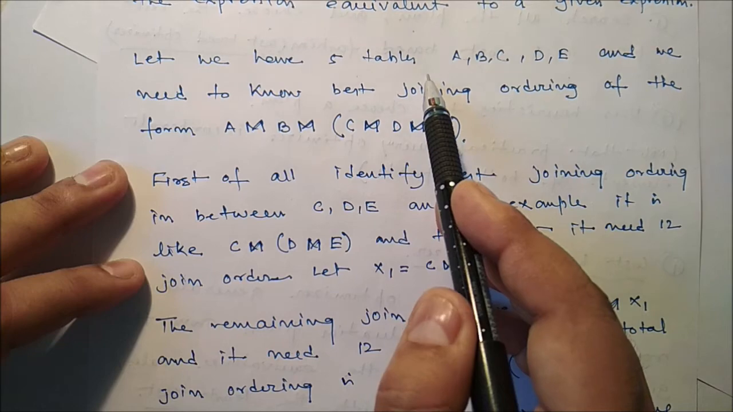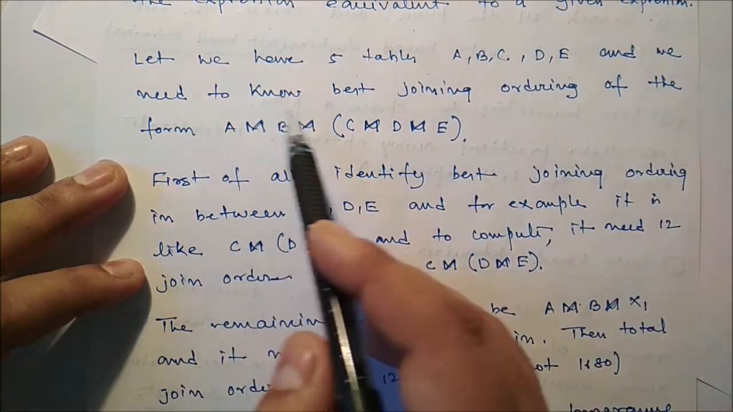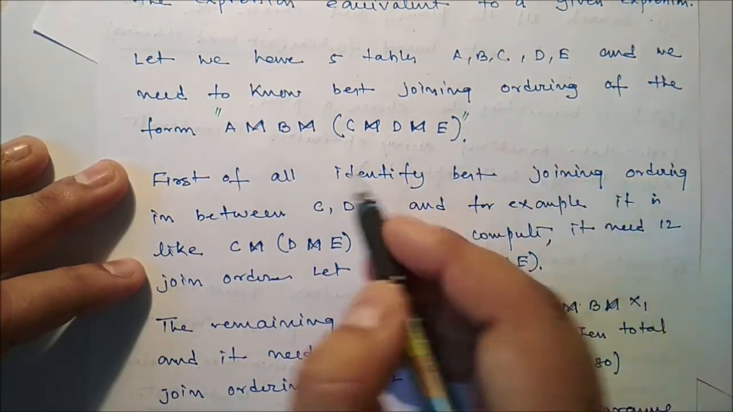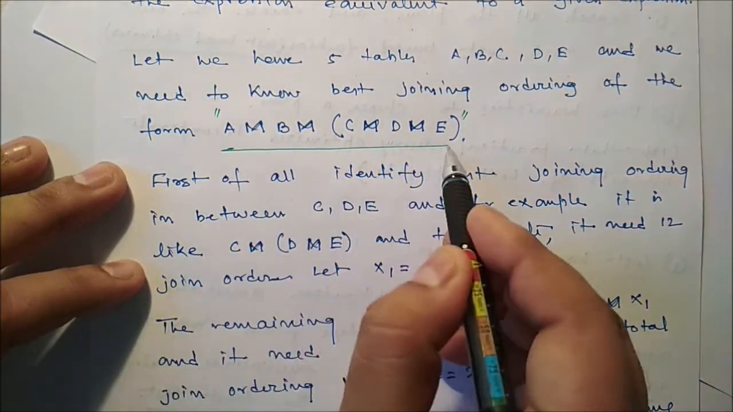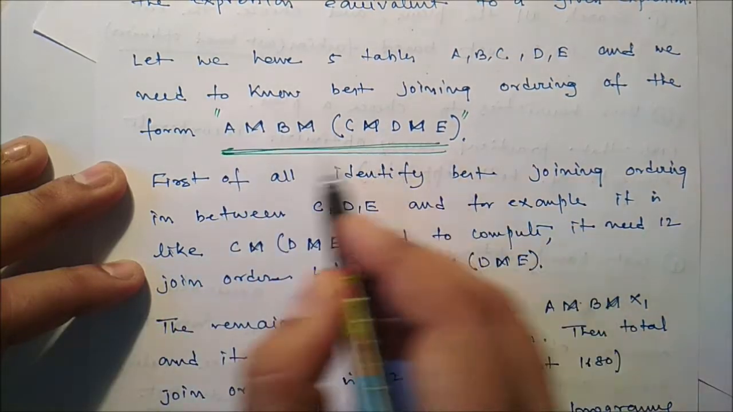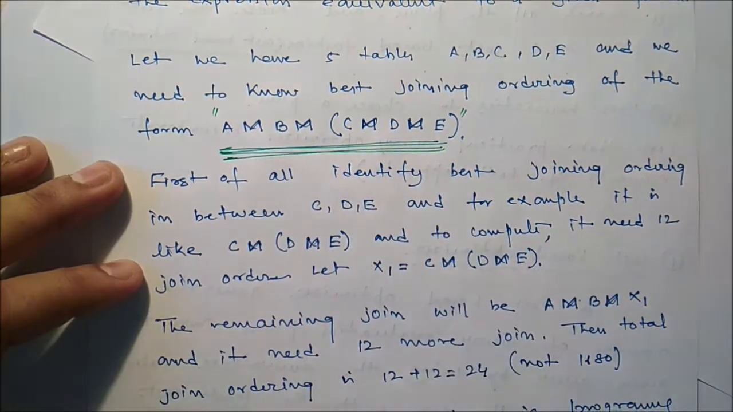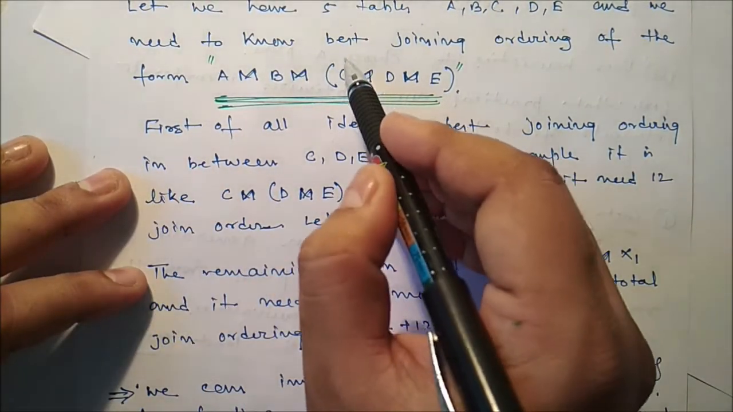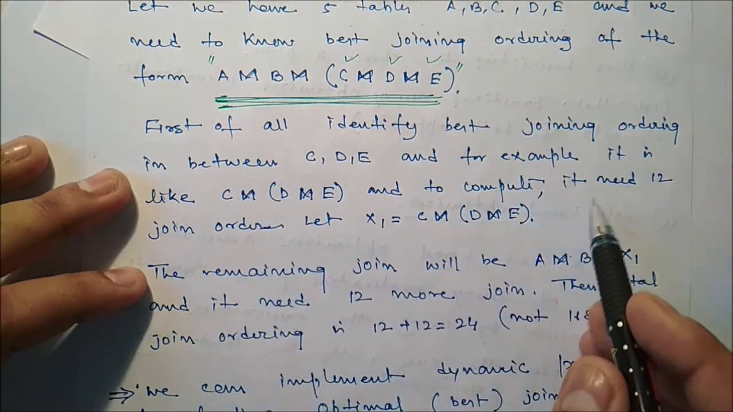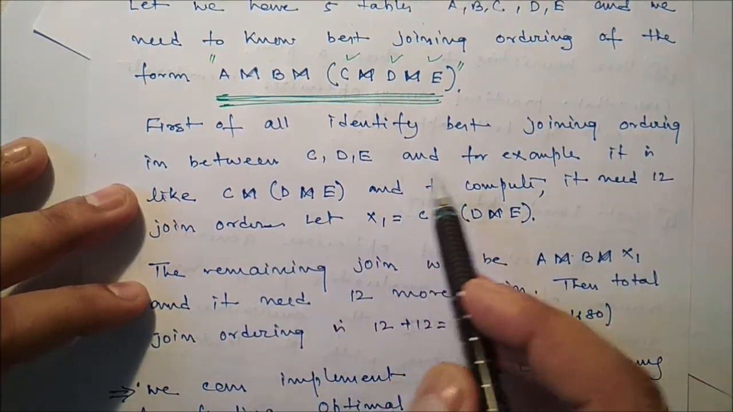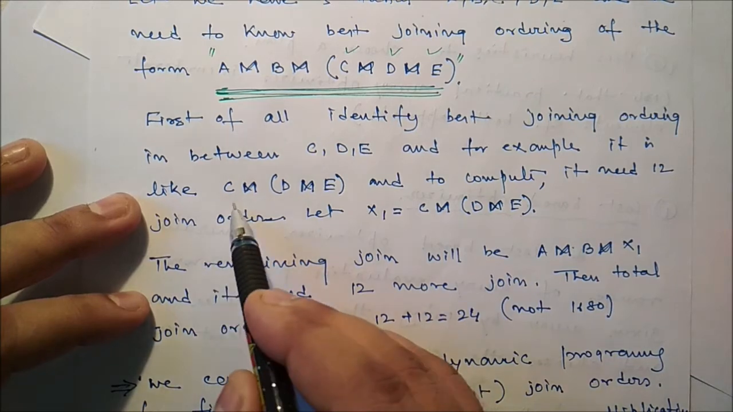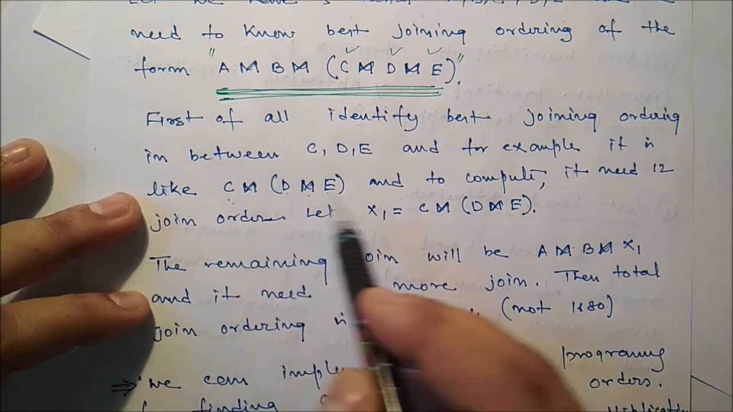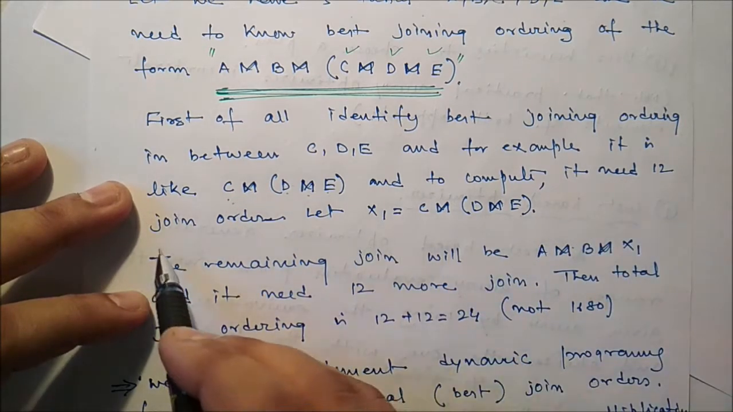Let's say we have 5 tables A, B, C, D, E, and we need to know the best joining order of the form. Suppose this is one given form. We have to identify which one is the best ordering combination if the form is like this. So first of all, identify the best joining order between C, D, E. Between C, D, what is the best joining order? For example, it is like: first apply D join E, then join the result with C. And to compute it, it needs 12 join orders.